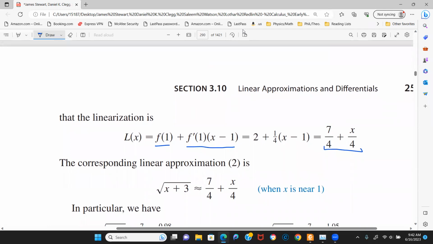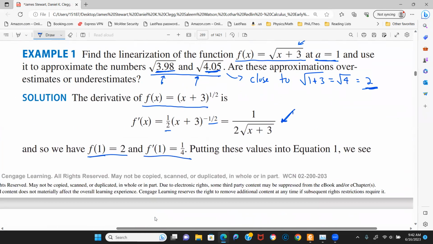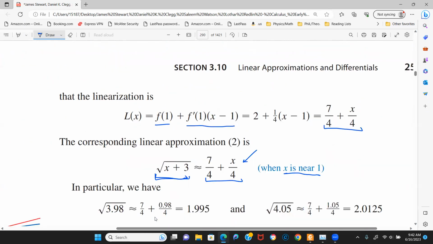What that means is that when x is near 1, our function, square root of x plus 3, is approximately given by this line. This is much easier to compute, so we can compute with this line. For certain values of x, for example when we get 3.98 and 4.05 under the square root, these are not going to be easy to compute.